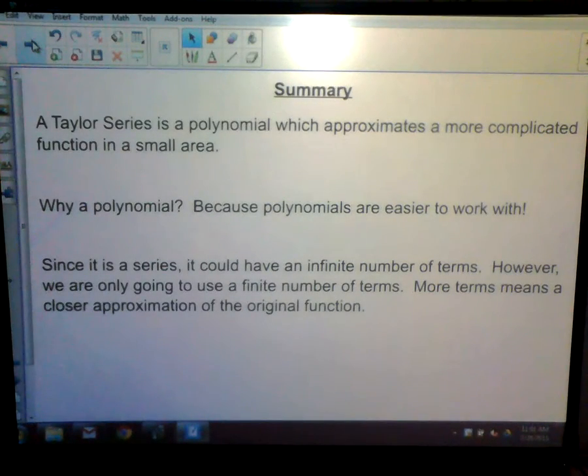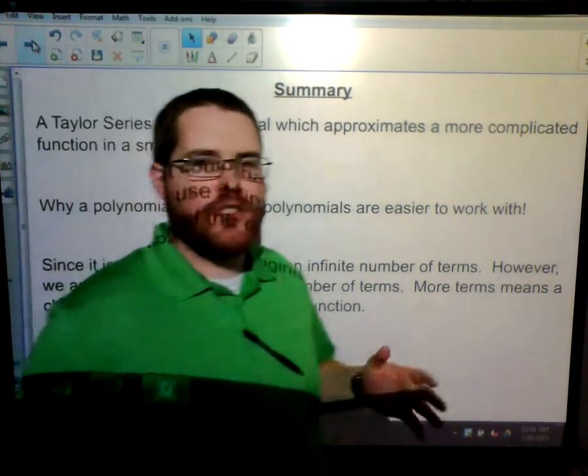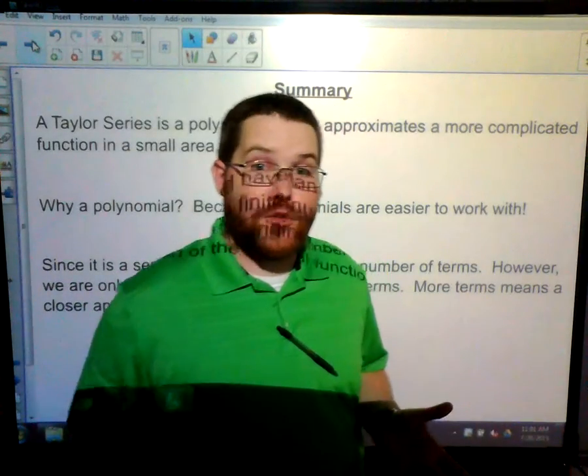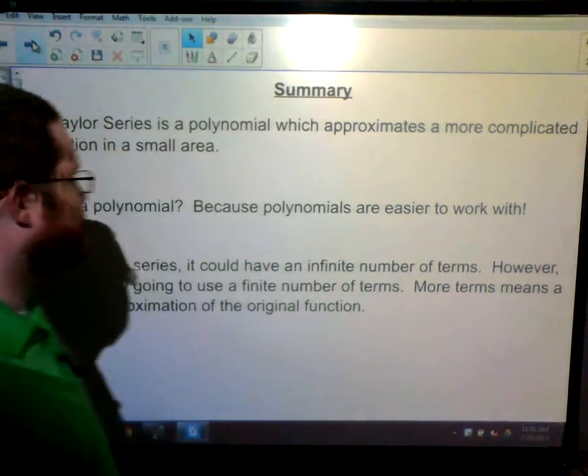What is a Taylor series and why do we do it? Well, a Taylor series is a polynomial which approximates a much more complicated function in a smaller area. So why do we want a polynomial? Because polynomials are easy to work with. It's a lot easier to take the derivative of x cubed, x squared, x to the fourth than it is to take the derivative of sine, tangent, natural log, and ugly functions like that.